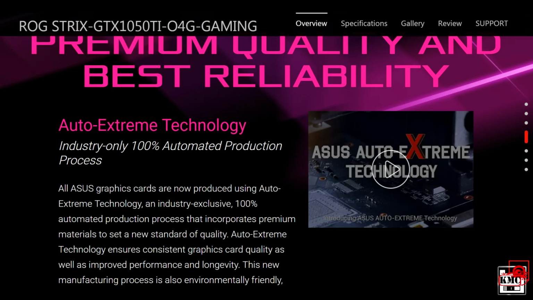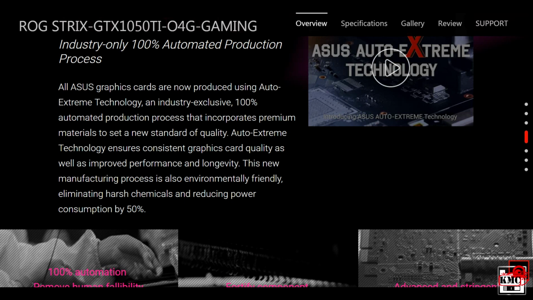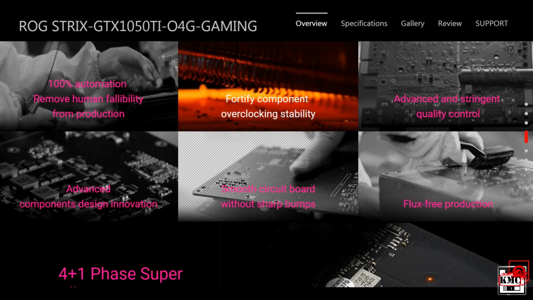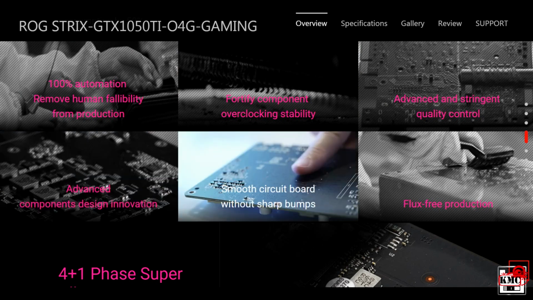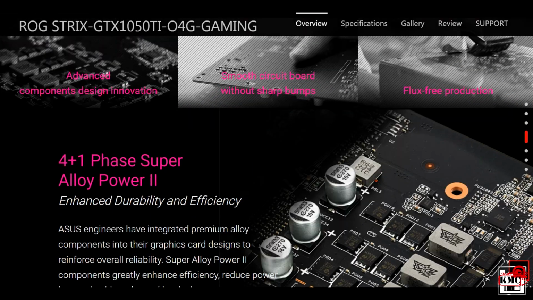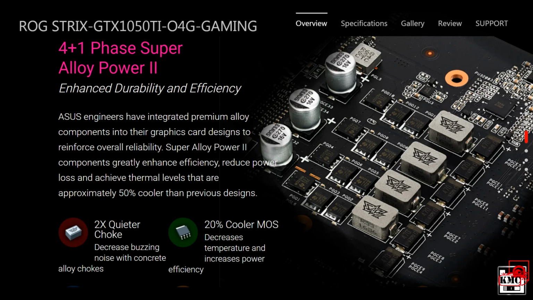And this is the outer extreme technology, which is unique to them in the industry. It's the only 100% automated production process. So basically all the process in the production line is automated, and these are the key features of that process. They remove human fallibility from production, along with other points. The Strix utilizes a 4+1 phase, which is also the same as Gigabyte, as Gigabyte G1 Gaming also uses a 4+1 phase.